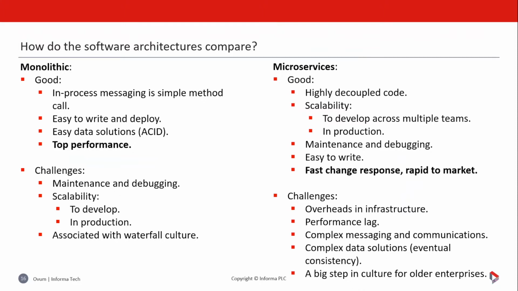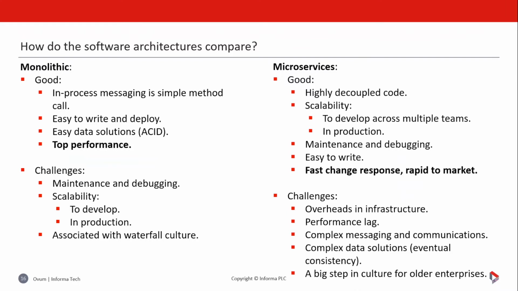And then the monolithic, the good points, is that the in-process messaging is very, very simple. They're easy to write and deploy. They have the ACID database guarantee for transactions. But the top reason is that the performance is highest. So investment bankers who need very fast algorithms to run in their applications will still be writing monoliths.